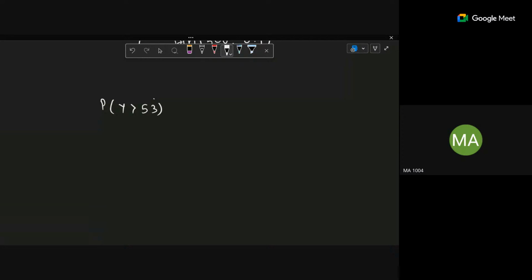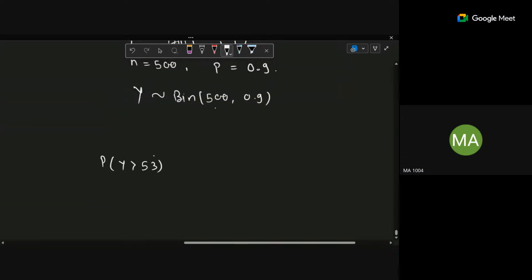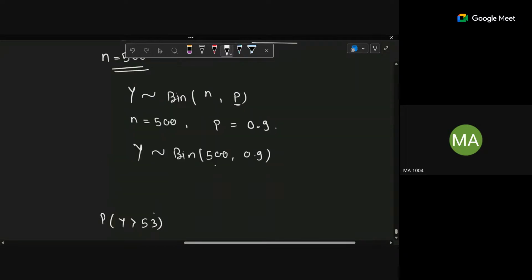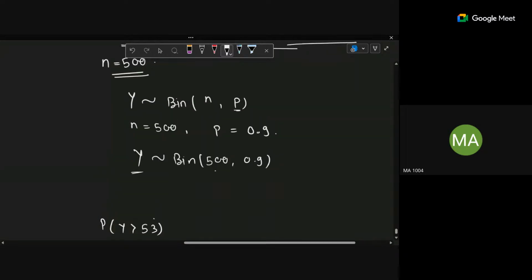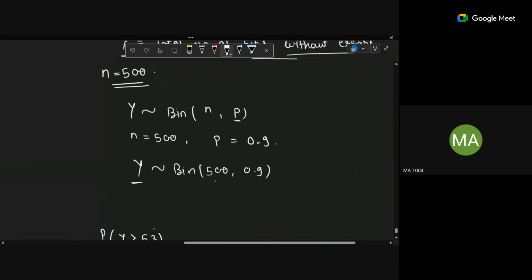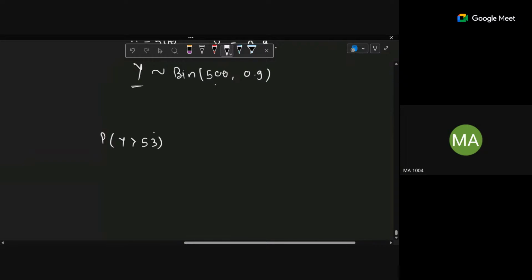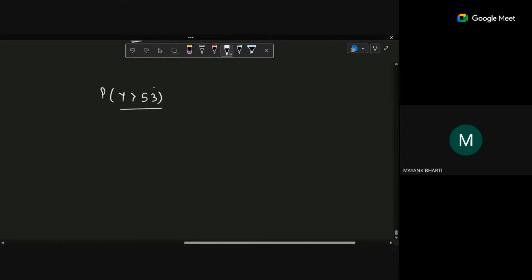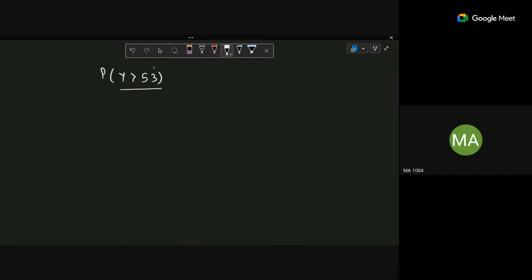But now your y is not a binomial with 500 and 0.9. Why? This y was giving you the total number of bits without error. They asked the number of errors greater than 53. So that means this y is calculating the number of errors, right? Then it will become binomial 500, 0.1. Exactly. Very good. Y is binomial 500, 0.1. Okay, fine.